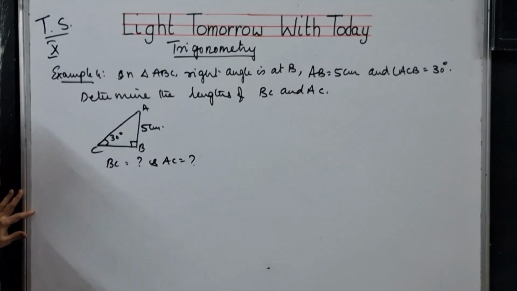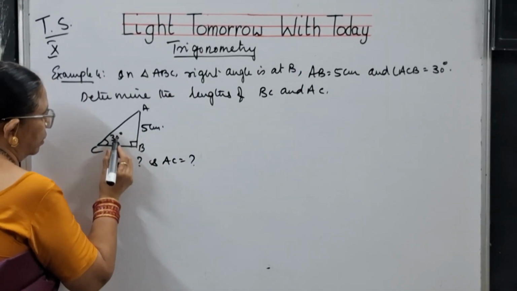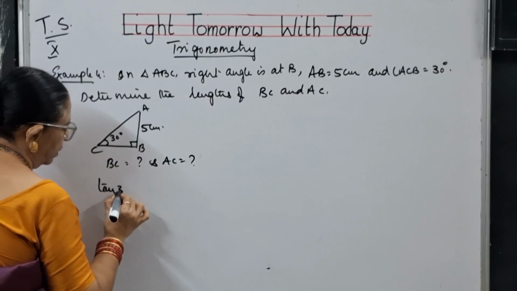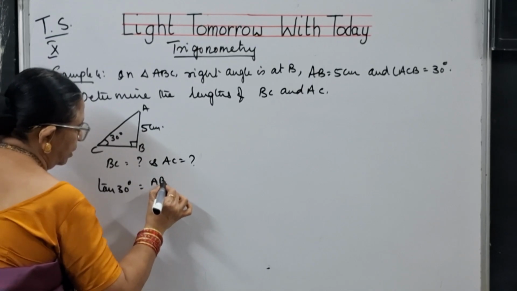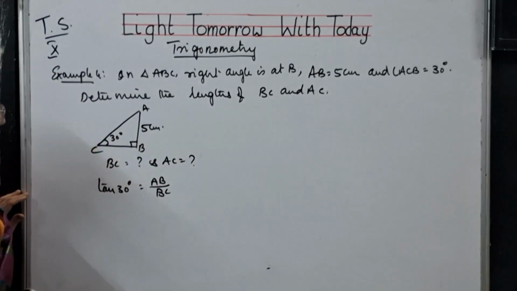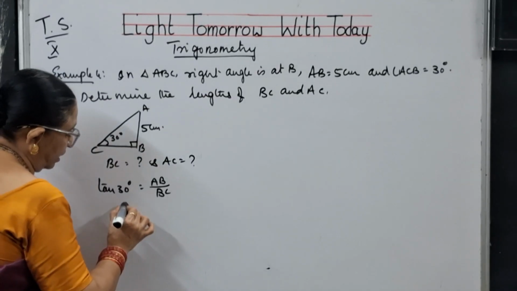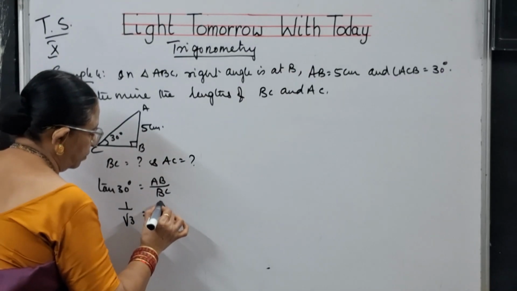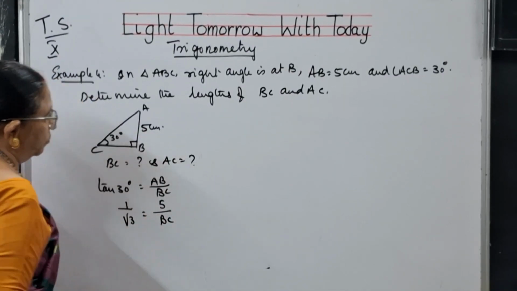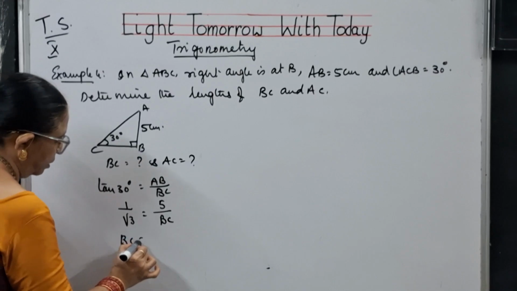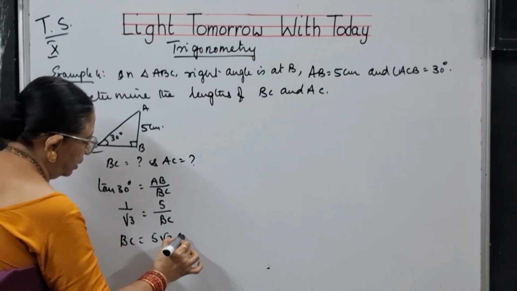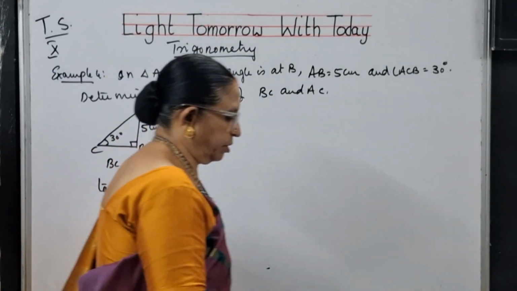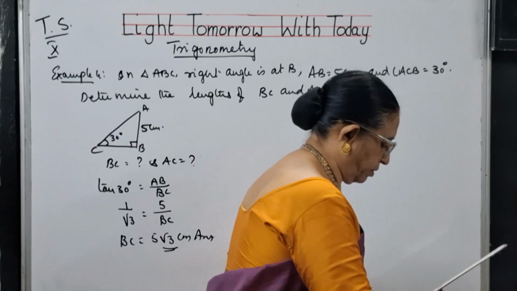So here, for BC, according to this, opposite side by adjacent side is tan. Tan 30 degrees is AB by BC. So what is tan 30 degrees? Tan 30 degrees means 1 by root 3. Just now I have explained to you. So 1 by root 3 is equal to AB, which is 5, by BC. We don't know what BC is. So BC is 5 root 3 centimeters. That is the answer for BC.